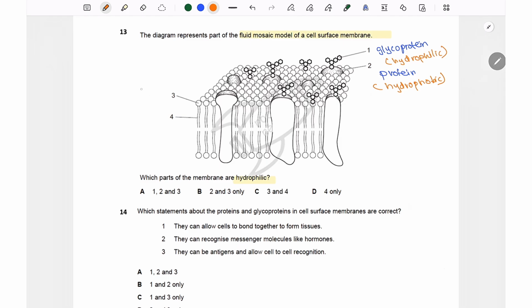3 looks like the phosphate head. We know this is the phosphate head. And 4 is the fatty acid chain. Phosphate head is hydrophilic, and this is hydrophobic, forming the hydrophobic core of the phospholipid bilayer. I'm sorry, I don't know why I wrote hydrophobic here. This is hydrophilic. So again, that's a common mistake. You might think this is hydrophobic, but it's facing outwards. So it's supposed to be hydrophilic, this bit. So you have 1, 2, and 3 as your answer. That's A.